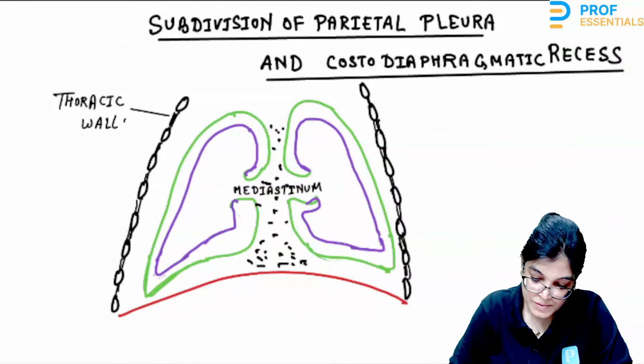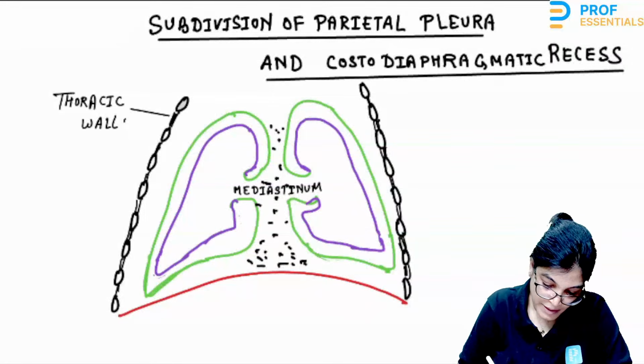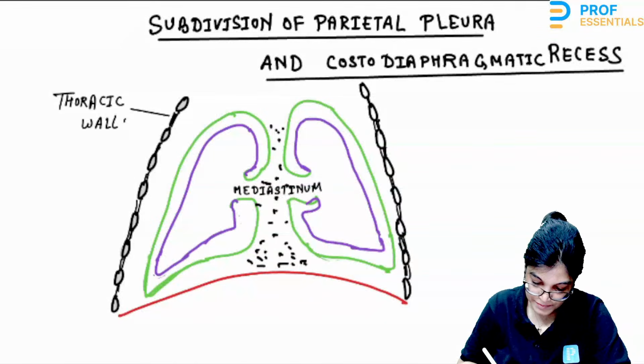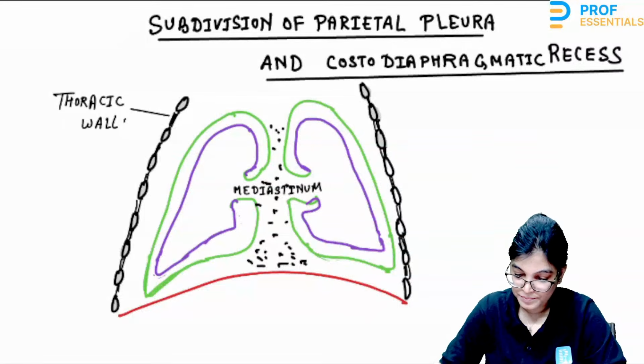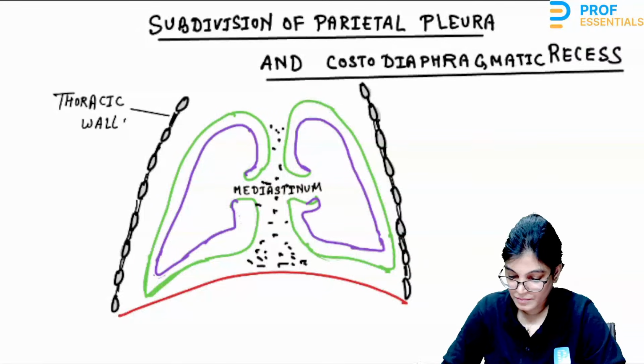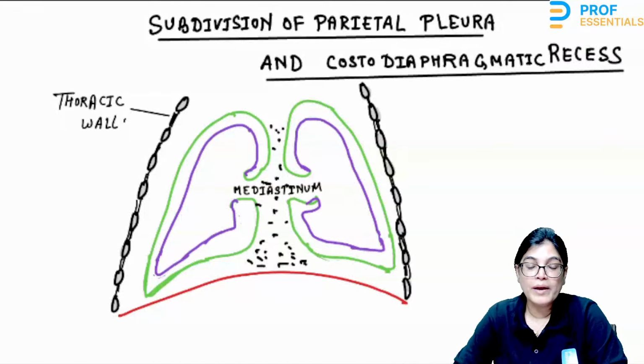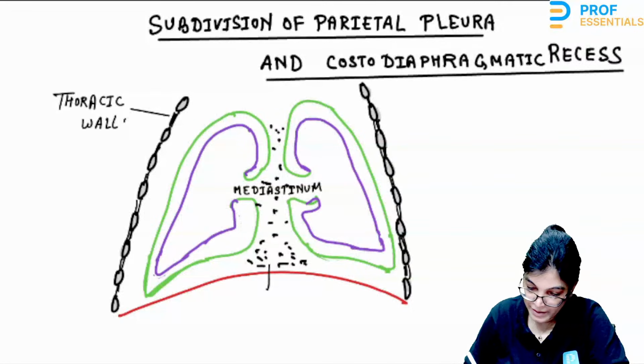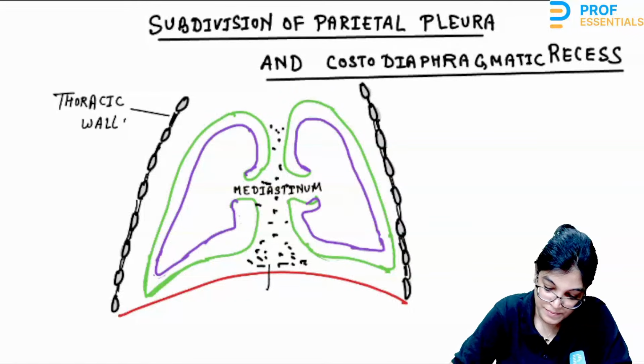Okay, these are all ribs, dear. These are all ribs which I have made. These are all ribs, cut section of the ribs, intercostal spaces, the thoracic walls. Okay, so here we will have lower down. This I want to make the diaphragm. This is the diaphragm.